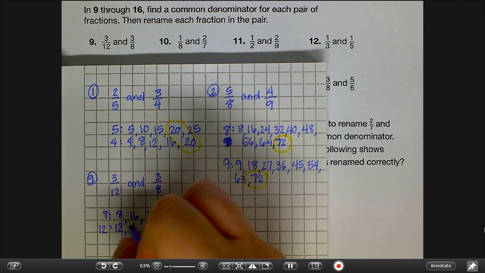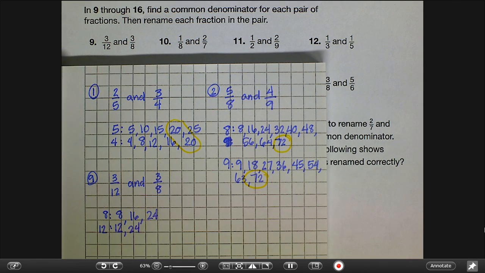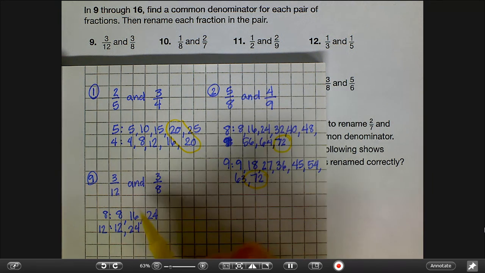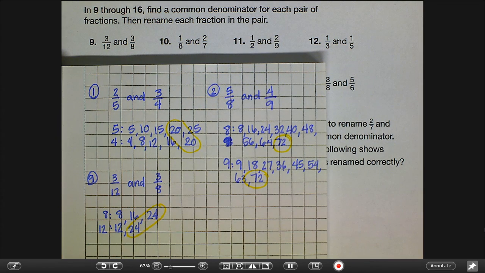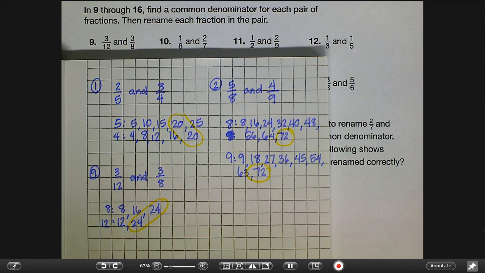So if in your mind you know that 8 times 3 is 24 and 2 times 12 is 24, you don't have to write this out. You could just say, oh, it's 24. But if you don't remember or you don't know your math facts 100% yet, then you could write it down. You could look at your multiplication chart. You could do many different things to figure out what is the least common multiple.